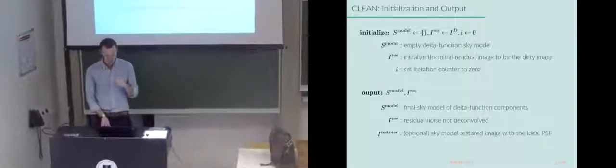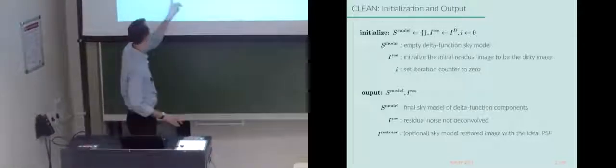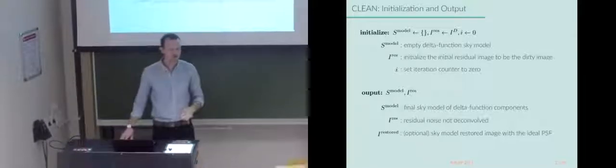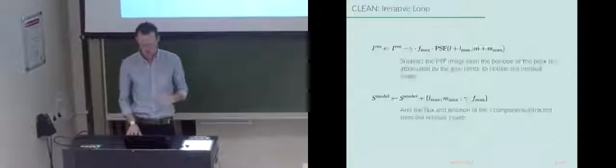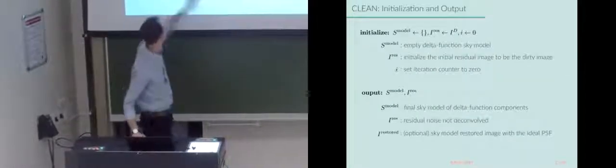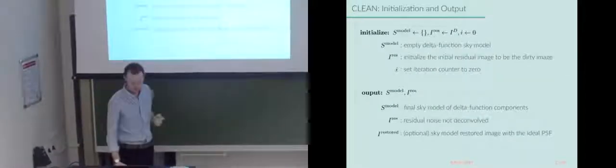And that'll happen all the time. Sometimes you'll see a restored image. I think that's an output of the CASA imager, a restored image. It's a nice one you can look at. But you can always make the restored image from these two things.